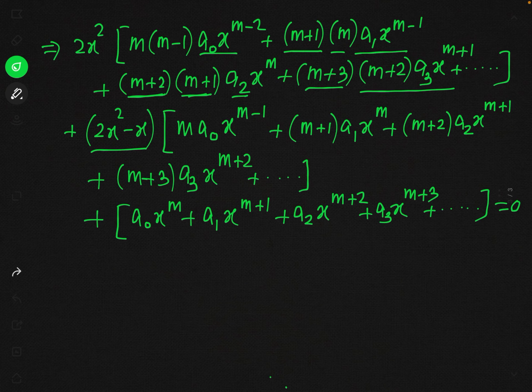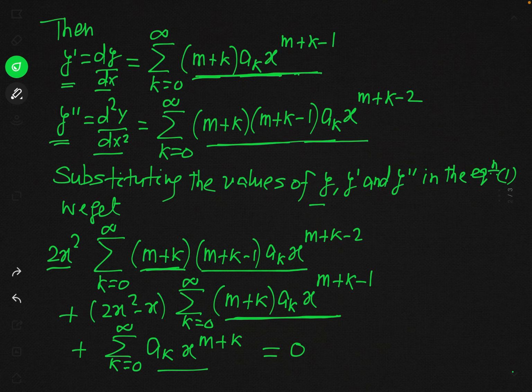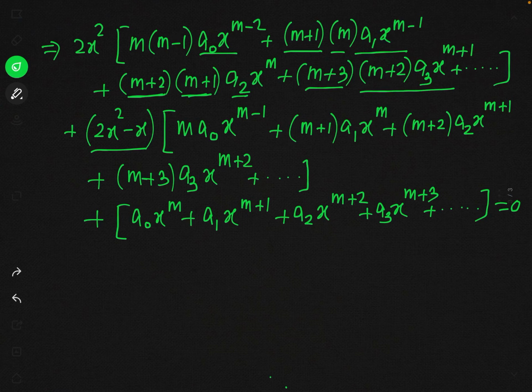Now, the second term is 2x square minus x into y prime, and y prime is written in this manner. You can see here, this is (m plus k) into ak x to the power m plus k minus 1. So again, we will put k equal to 0, k equal to 1, k equal to 2, and so on. Substituting those values of k, our result will be m a naught x to the power m minus 1, plus (m plus 1) a1 x to the power m, plus (m plus 2) a2 x to the power m plus 1, plus (m plus 3) a3 x to the power m plus 2, and so on.